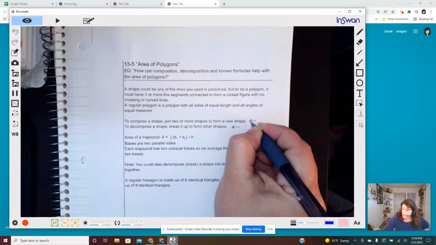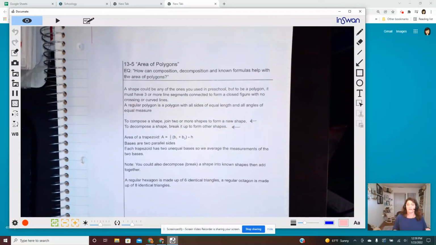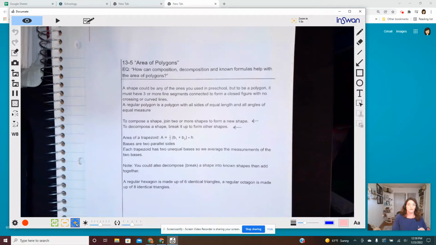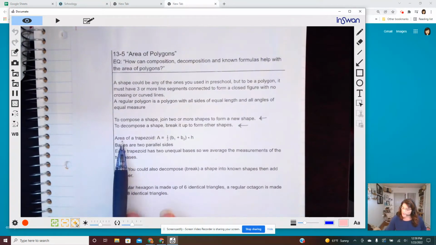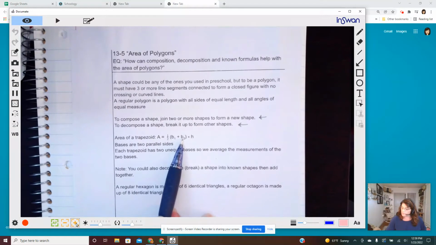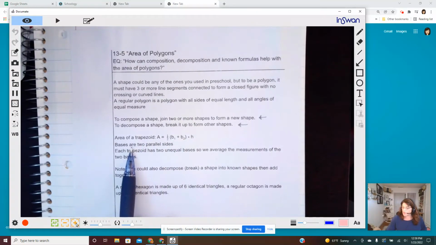So for trapezoid, I'm going to show you both methods. I will tell you I prefer the formula all day long. It is Sunday, so twice on Sunday. I definitely prefer the formula, but it's good to see where the formula comes from. So we have a formula for the area of a trapezoid. In a trapezoid, the bases are two parallel sides, and we're going to talk about that.